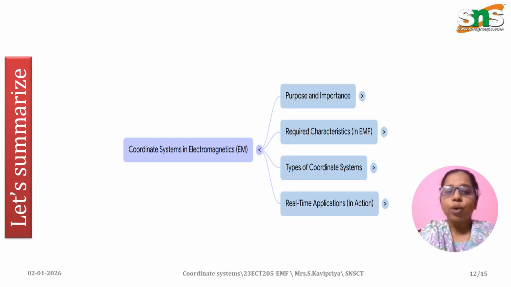Let's summarize what we have discussed so far. We have recalled the vectors and discussed the need for coordinate systems in electromagnetic fields. We have discussed various coordinate systems like Cartesian, cylindrical and spherical, and finally the applications of the coordinate systems.